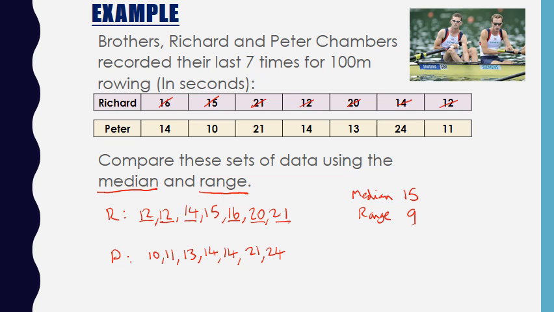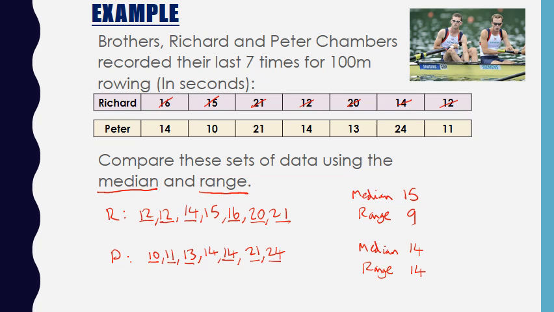And then we can go through and underline from the outside going inwards. And we find that we get 14 on its own in the middle. So our median is 14. And our range, once again, biggest number take away the smallest number. So 24 take away 10, which is also 14.